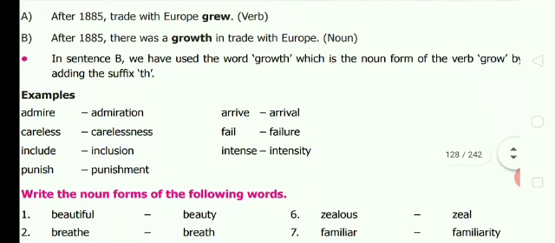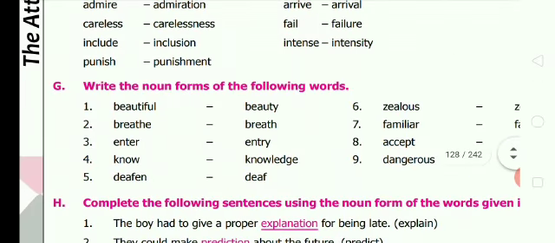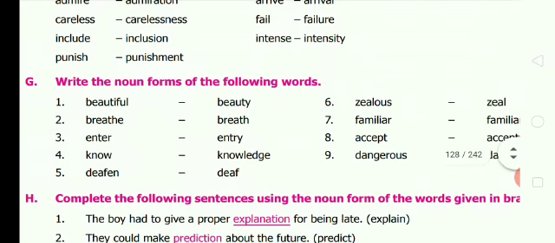We can see further more examples. Admire, admiration. Admire is verb, admiration is noun. Careless, carelessness. Include, inclusion. Punish, punishment. Arrive, arrival. Fail, failure. Intense, intensity. Moving on to next exercise G, write the noun forms of the following words.